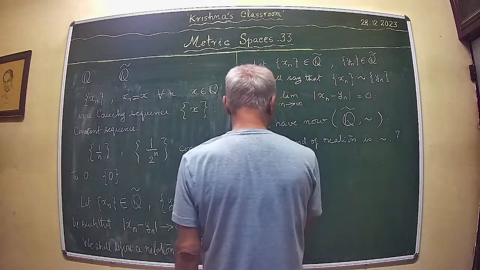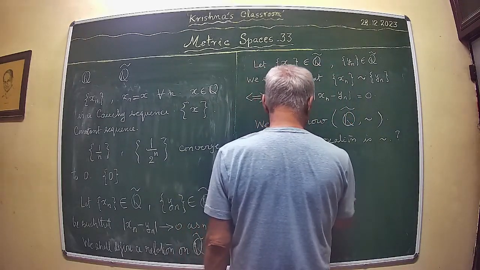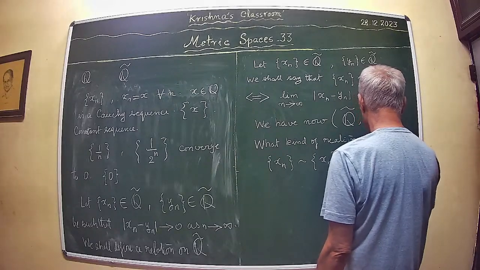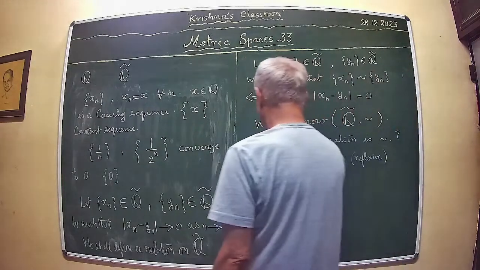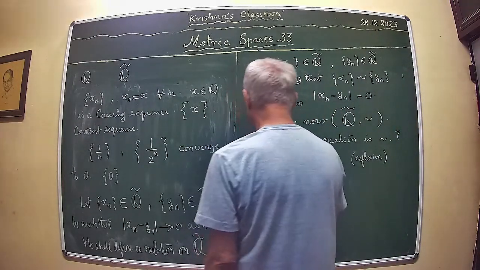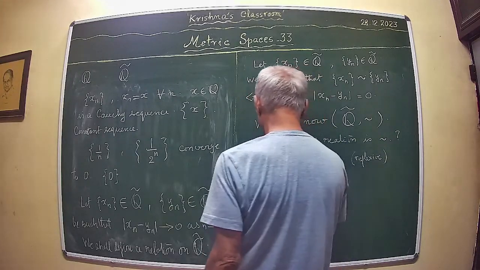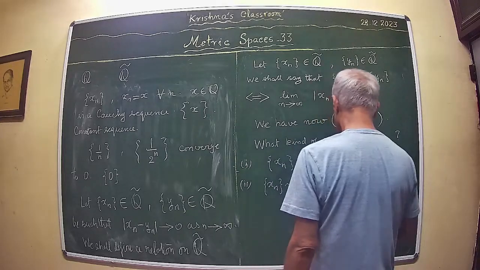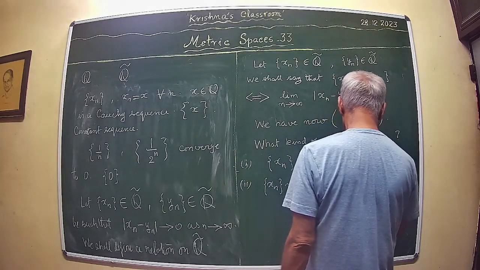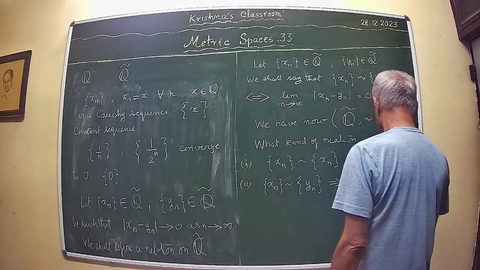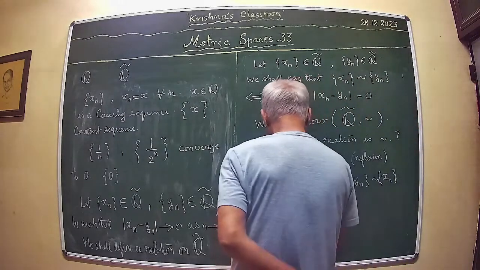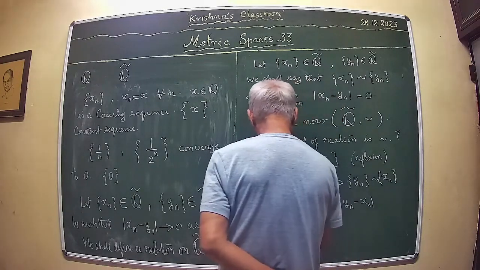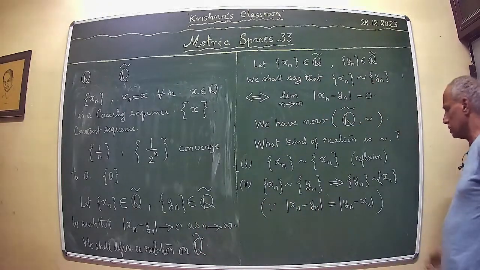Now we observe that x_n is related to x_n, that's obvious. So it is reflexive. Next, x_n related to y_n implies y_n related to x_n. That is because |x_n - y_n| is the same as |y_n - x_n|. So this is true. So this is symmetric.